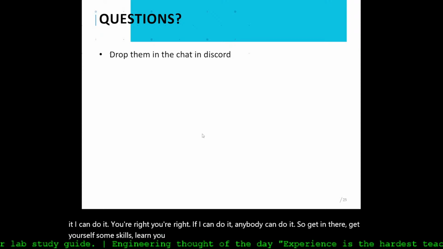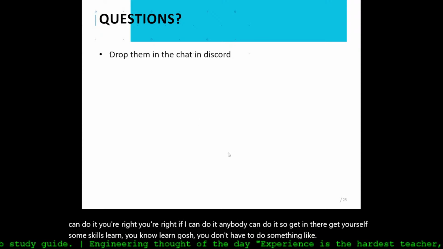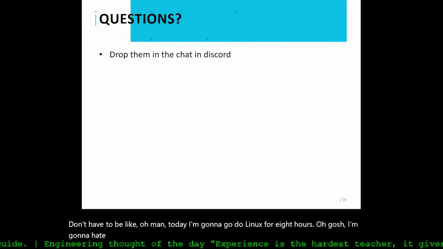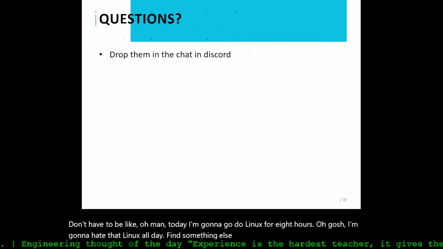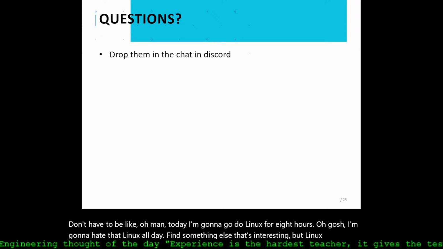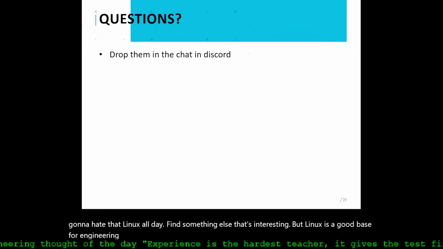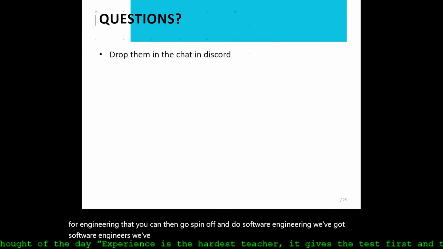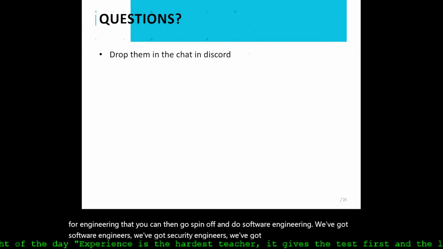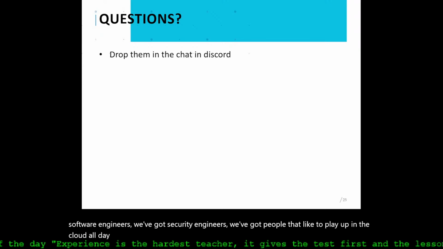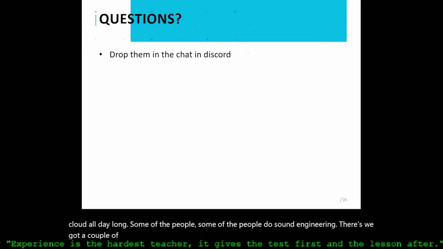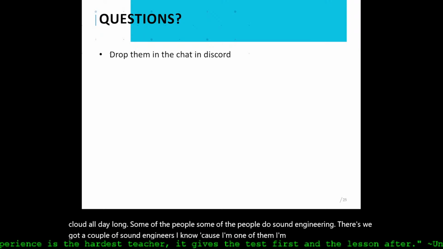You don't have to be like, oh man, today I'm going to go do Linux for 8 hours. Oh gosh, I'm going to hate that Linux all day. Find something else that's interesting. But Linux is a good base for engineering that you can then go spin off and do software engineering. We've got software engineers, security engineers, people that like to play up in the cloud all day long. Some of the people do sound engineering. We've got a couple of sound engineers. I know because I'm one of them. I'm not a very good sound engineer, but I do it. It's fun to me.